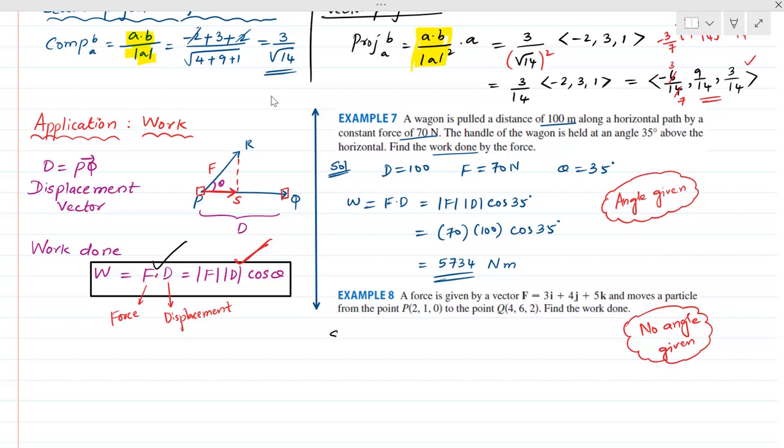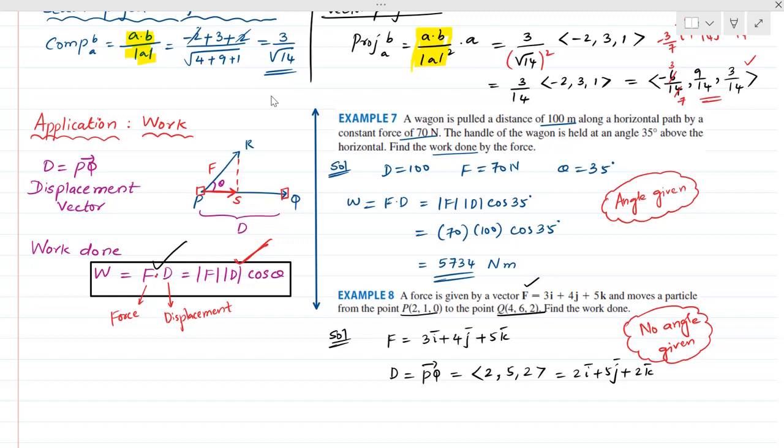But the problem here is that F is given directly. F is 3i plus 4j plus 5k. Well and good. Now the next one is given as P and Q. The displacement should be a vector from P to Q. So you calculate minus 4 minus 2, which is 2, comma 6 minus 1, which is 5, and 2 minus 0, which is 2. So this is the vector we have, 2i plus 5j plus 2k.